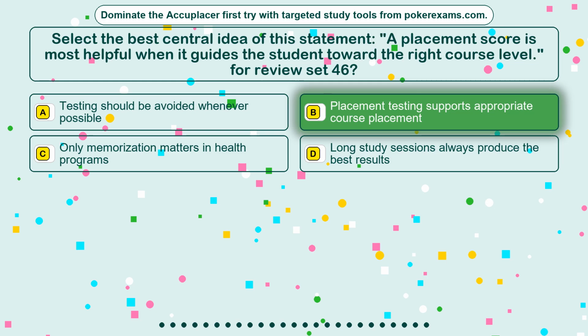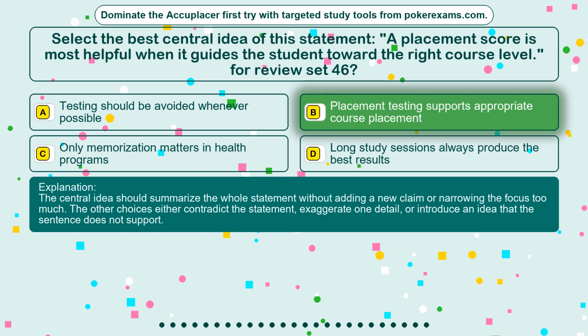The correct answer is option B. Placement testing supports appropriate course placement. The central idea should summarize the whole statement without adding a new claim or narrowing the focus too much. The other choices either contradict the statement, exaggerate one detail, or introduce an idea that the sentence does not support.